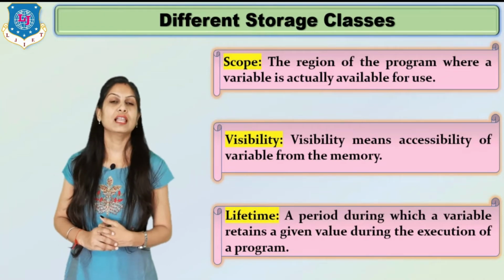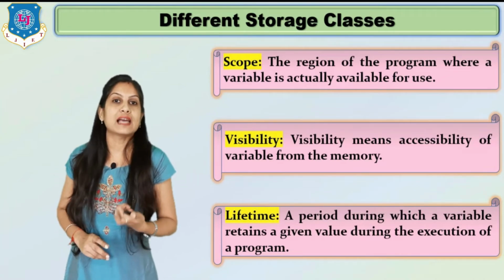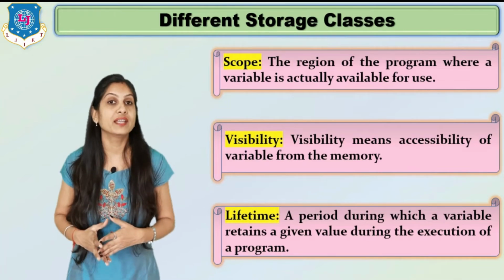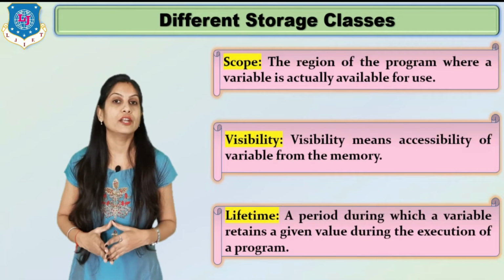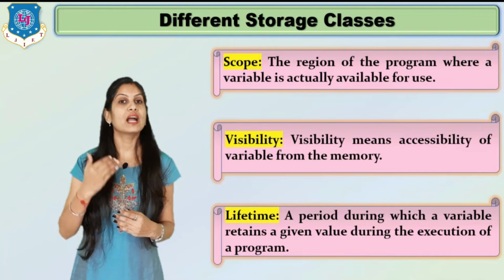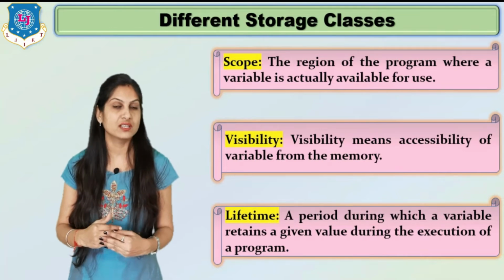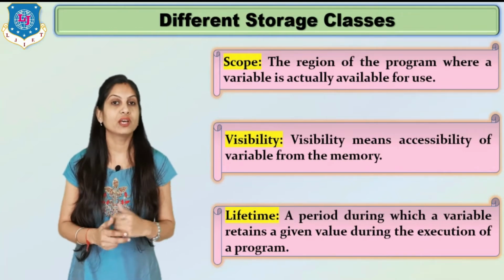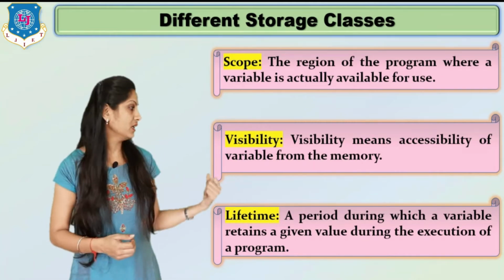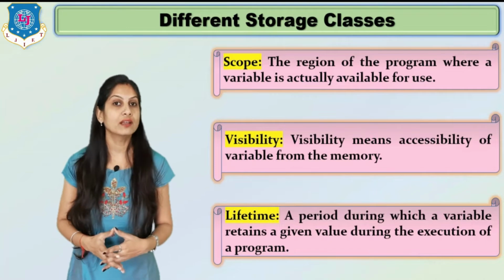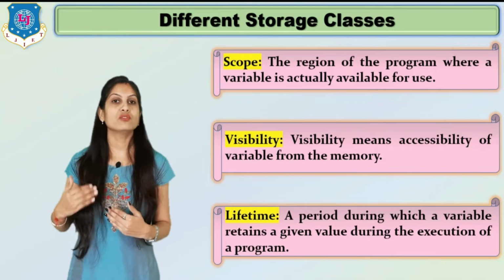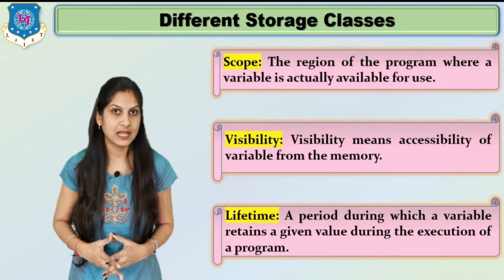Then third one is lifetime. So the word is time. Time means the period during which our variable retains its value until the end of the program. The meaning is, if we go outside of a particular function, then that particular variable either retains its value or is destroyed. That depends on the lifetime of that particular variable. Clear? So you have to remember these terms when you are using different storage classes.